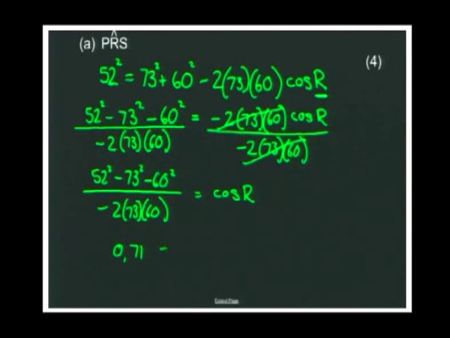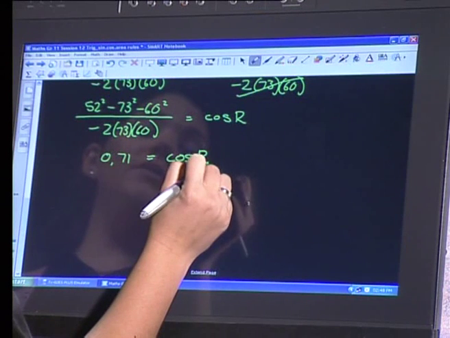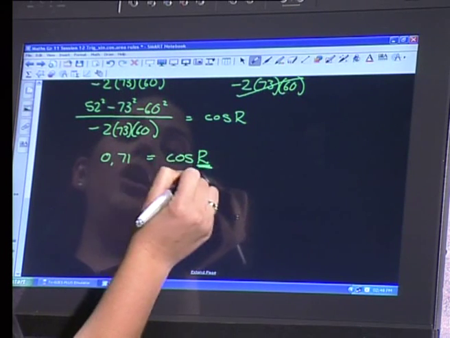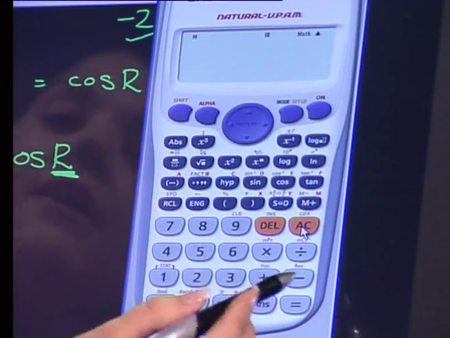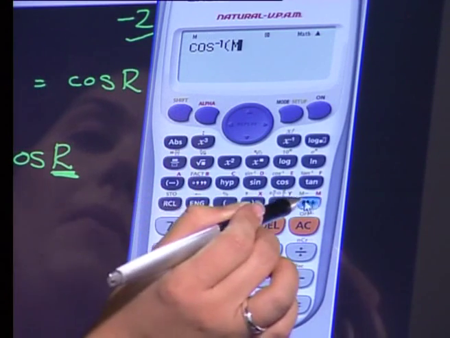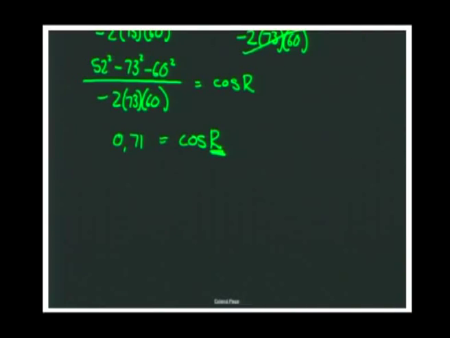0,71 is equal to cos R. And again, you know how to do this. We're going to revise how to find the value of an angle. So we want R on its own. And that means we're going to have to say second function cos 0,71. And that's why I put the value into my memory, because I need that entire value. So now we start by saying second function cos, recall my memory, equals 44,71.